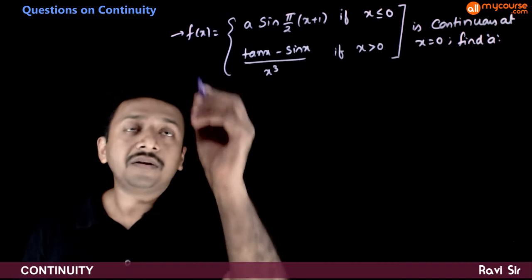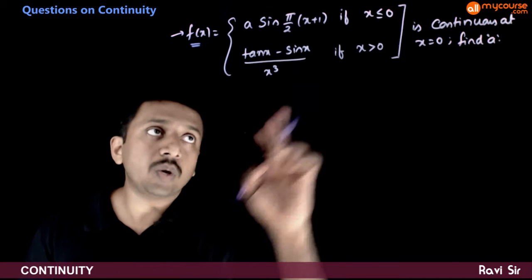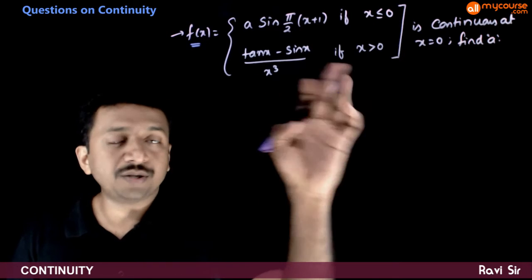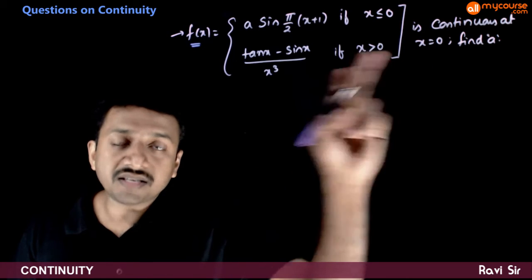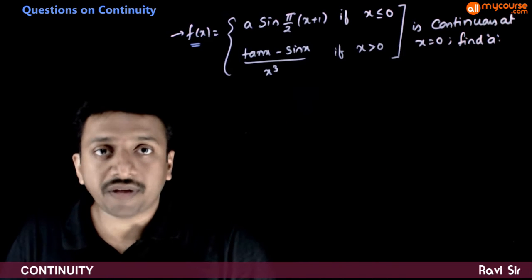In this question, given that f of x is a times sine of (pi by 2 times x) plus 1 if x is less than or equal to 0, and (tan x minus sine x) by x cube if x is greater than 0. Given that this function is continuous at x equal to 0, we are asked to find f of a.